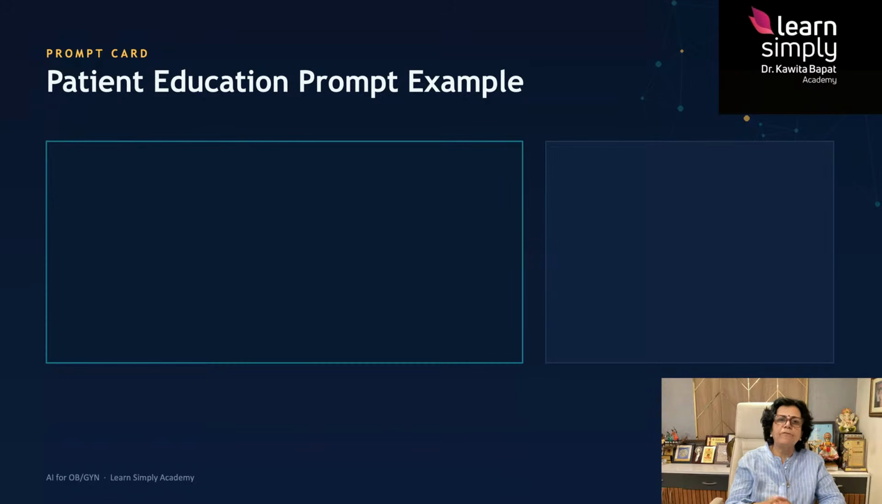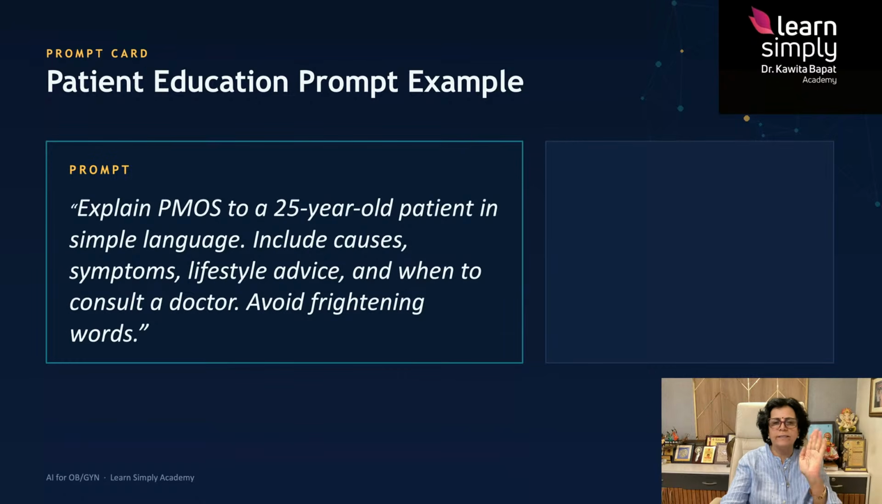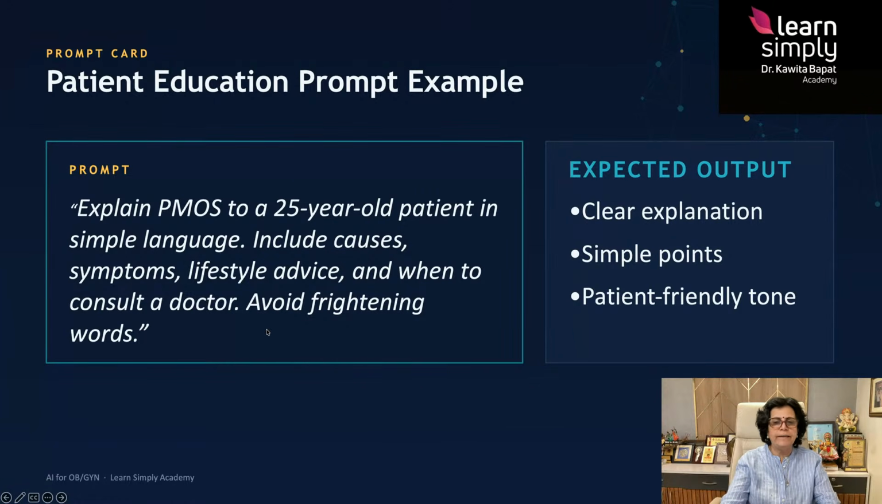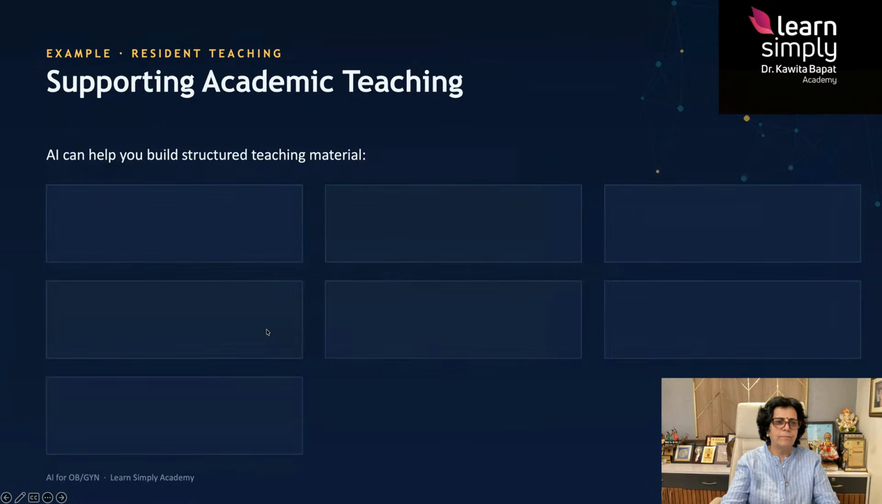Now, what prompt should we write to get proper results? For example, if I have to write for PCOS, I will write: explain PCOS to a 25-year-old patient in simple language. It should include the causes, symptoms, lifestyle advice, and when to consult a doctor, and avoid frightening words. So the prompt should be very, very proper. And what is the output? There will be a clear explanation, simple points, a patient-friendly tone, and counseling support.